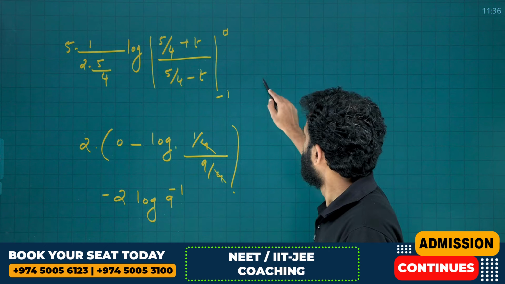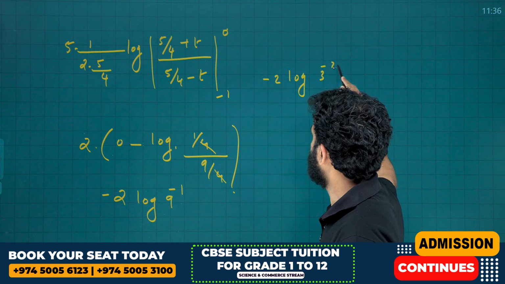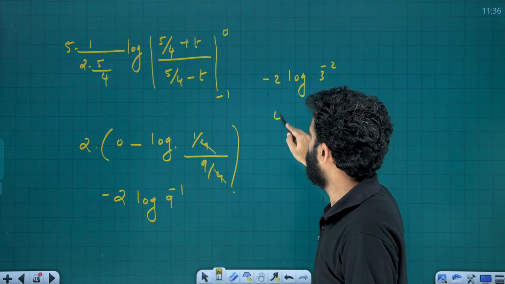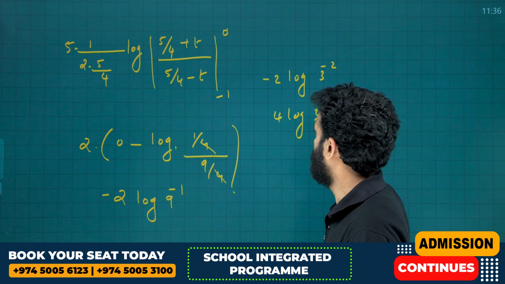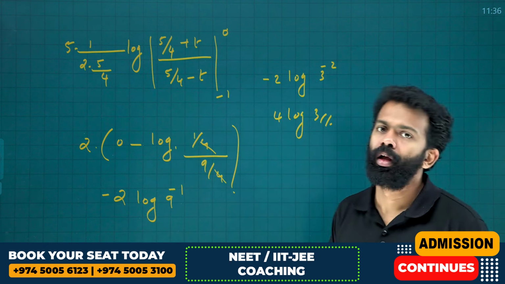So, this becomes minus 2 into log 3 square the whole raised to minus 1, that is 3 raised to minus 2, and it will be 4 into log 3. Net answer will be like this, 4 into log 3. Therefore, that is the final answer for this one.